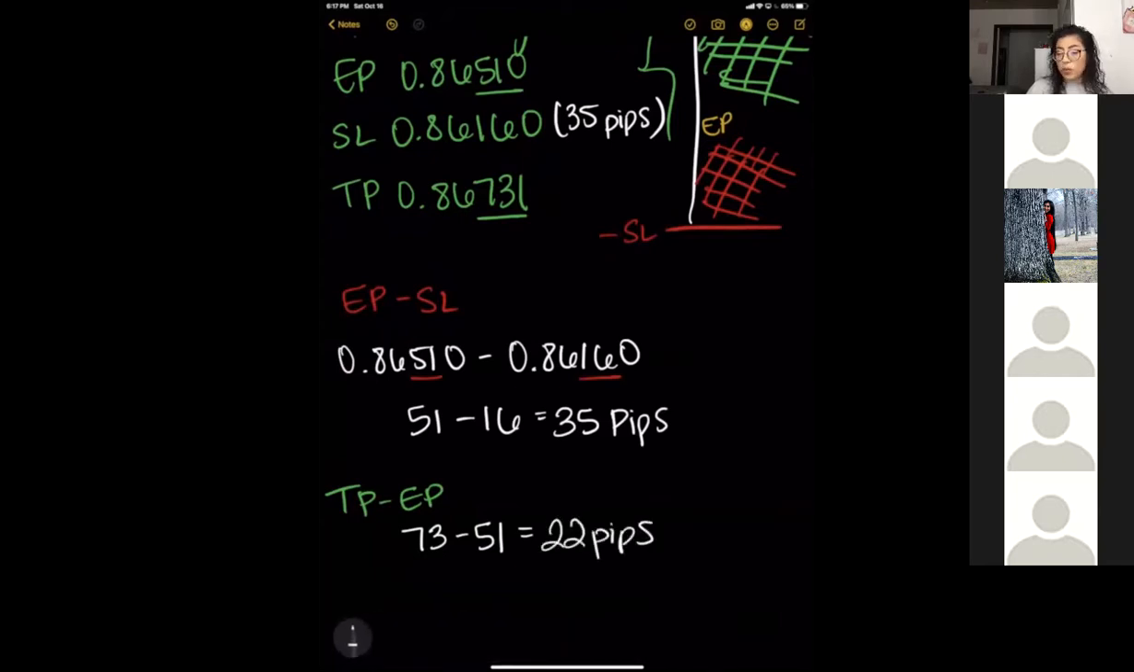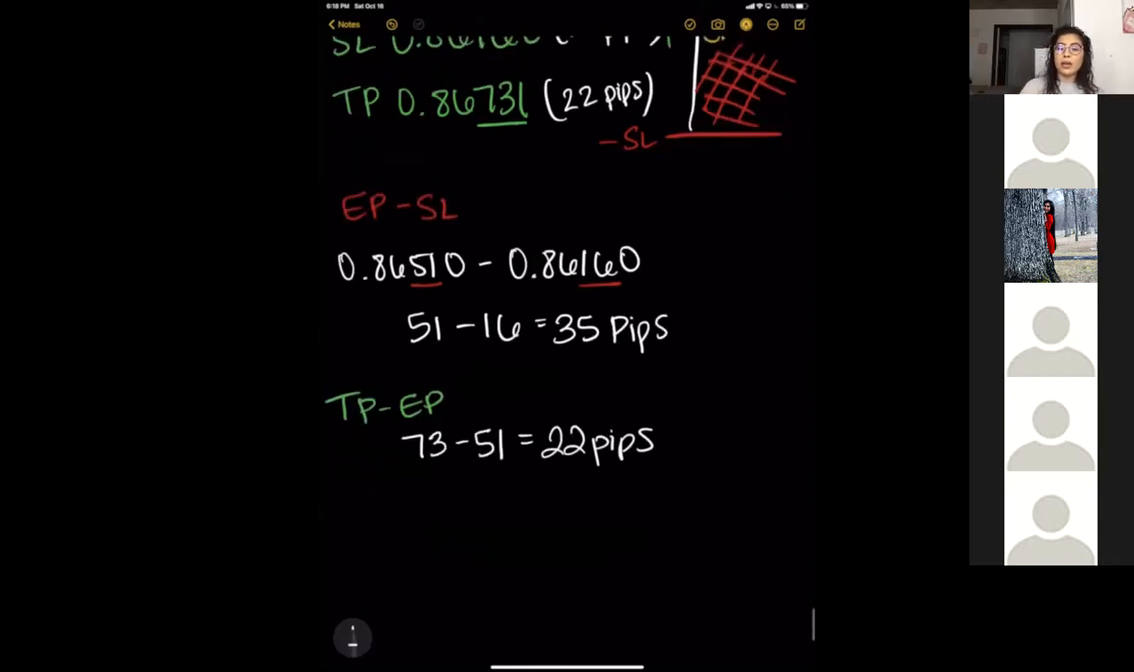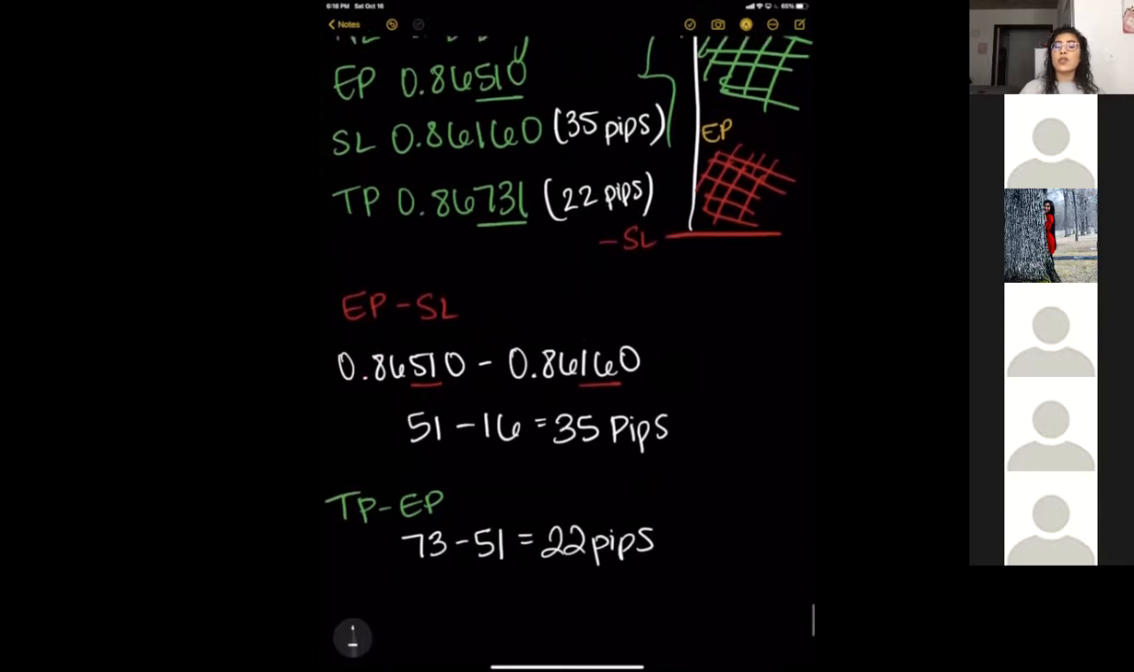Okay, so our take profit 1 is always going to be the more solid one for a new beginner, right? Take profit 1 is almost always going to be hit, and that's why it's the less riskiest one. Okay, but here you can see we are risking 35 pips to make 22 pips at take profit 1. Okay, so now what I'm going to go ahead and do is I'm going to turn this into money.